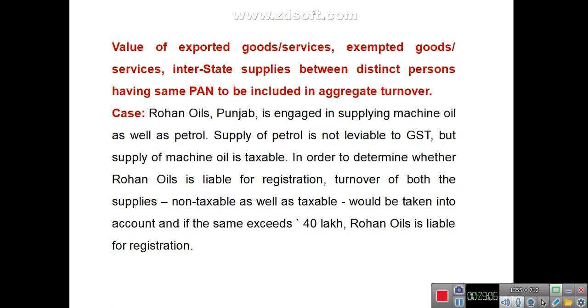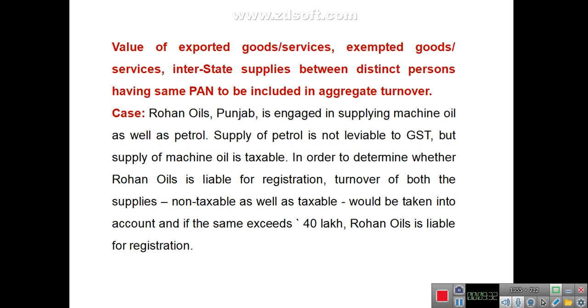The value of exported goods, services, exempted goods or services, and interstate supplies between distinct persons having the same PAN are to be included in aggregate turnover. We already discussed that in case of aggregate turnover, all types of supply, either exported goods or services, or exempted, or interstate, all will be included in aggregate turnover.